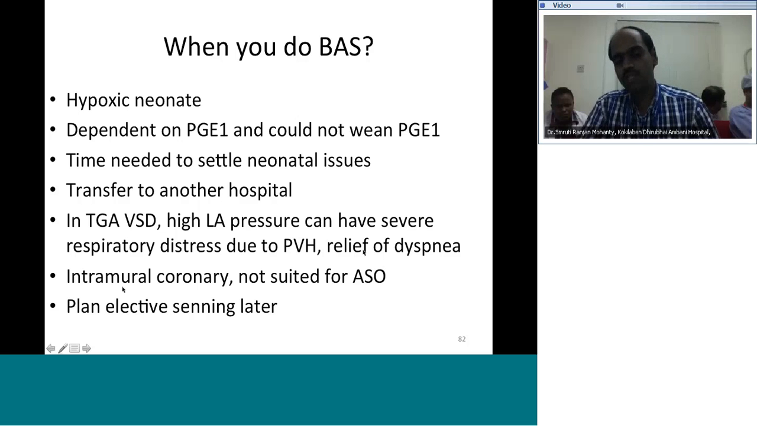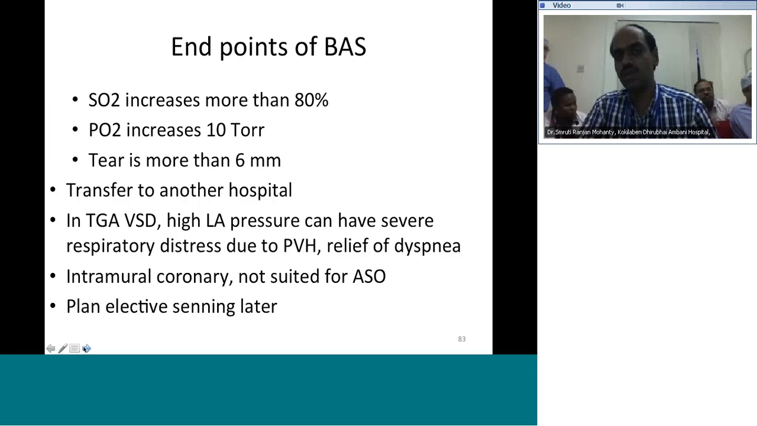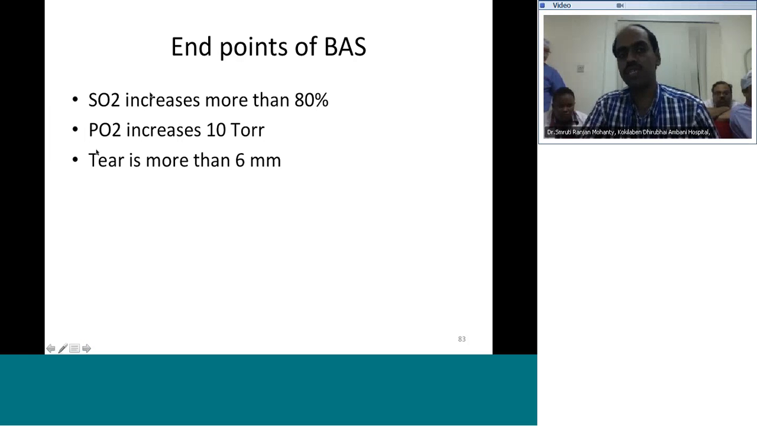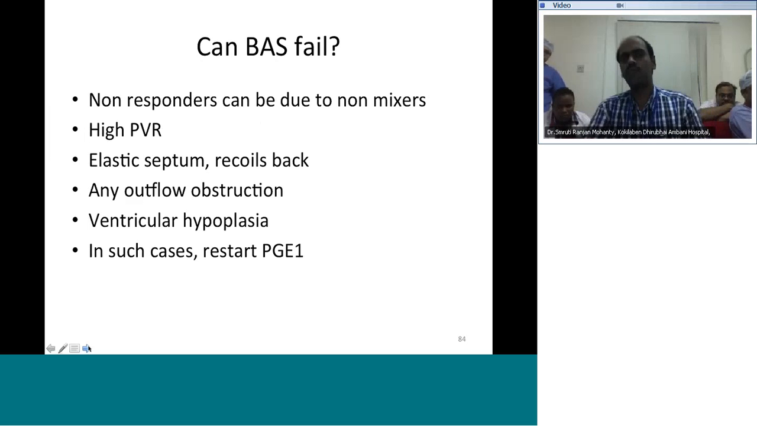You have a patient who is having an intramural coronary artery and not suitable for arterial switch, or you want to plan an elective Senning later, then you do a balloon septostomy. So these are all some of the indications for doing a balloon septostomy. What is the endpoint of septostomy? The saturation should be more than 80%. The PO2 should increase by 10 millimeters of mercury, and the tear should be more than 6 millimeters in anatomical size. Can balloon atrial septostomy fail? Yes, it can fail. There are some people who are called non-mixers.